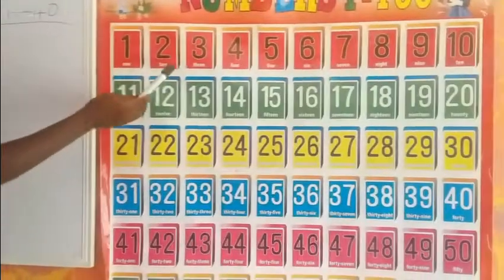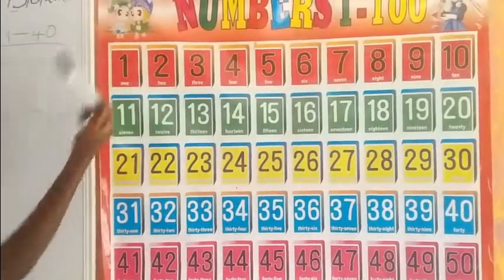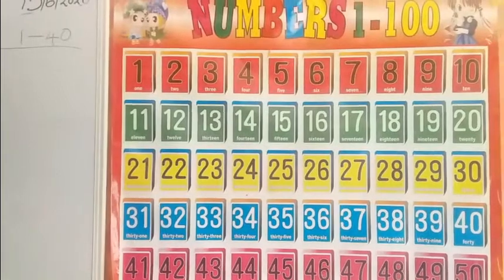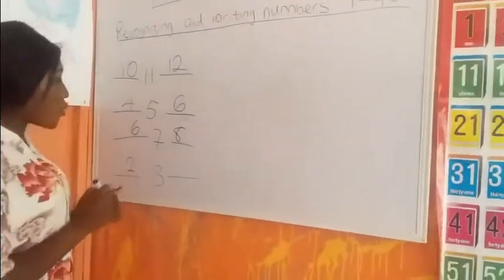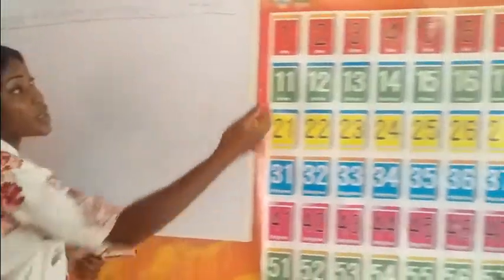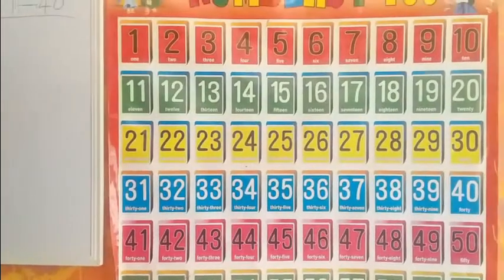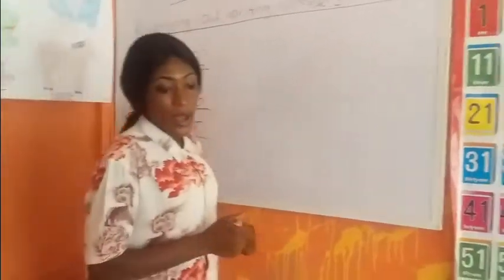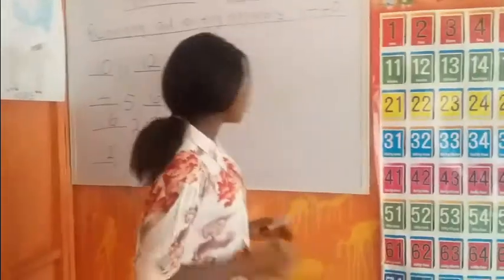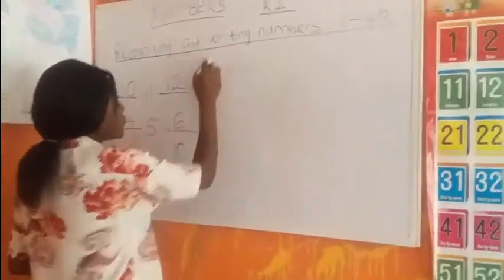For 3, what number is before 3? This is number 3, and number 2 is the number in front of number 3. That is, number 2 is before 3. And what number is after 3? Number 4. Good. So I believe we understand that perfectly.